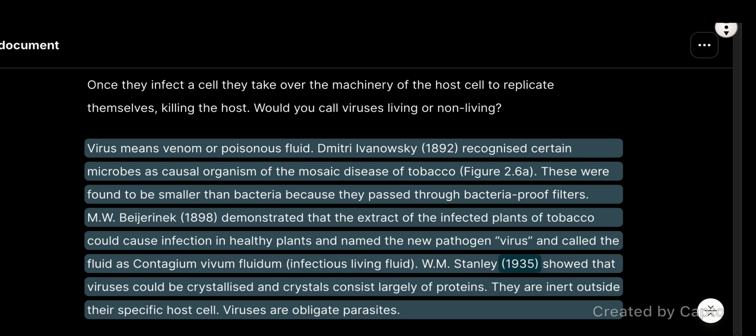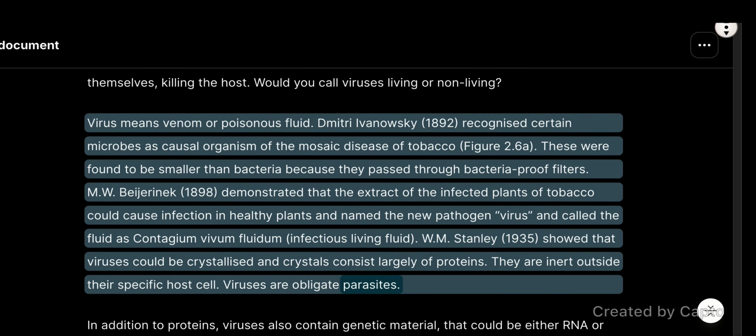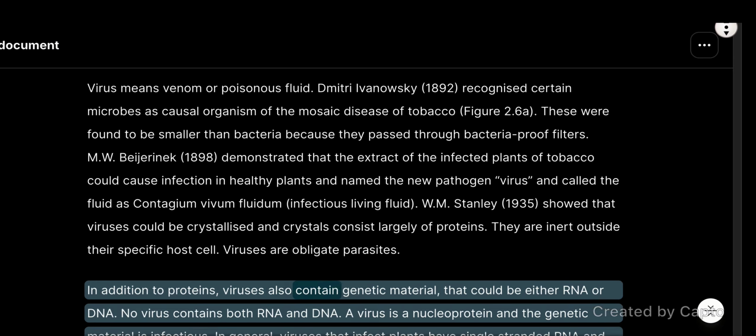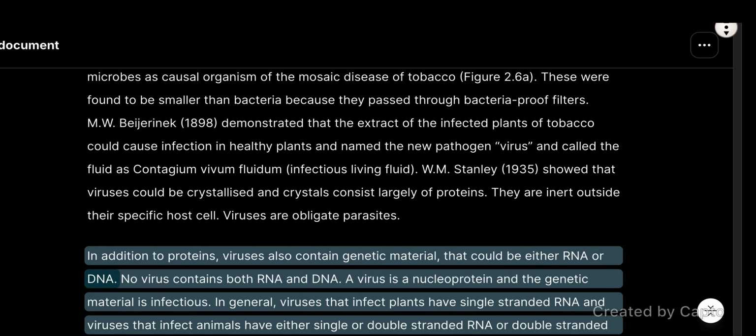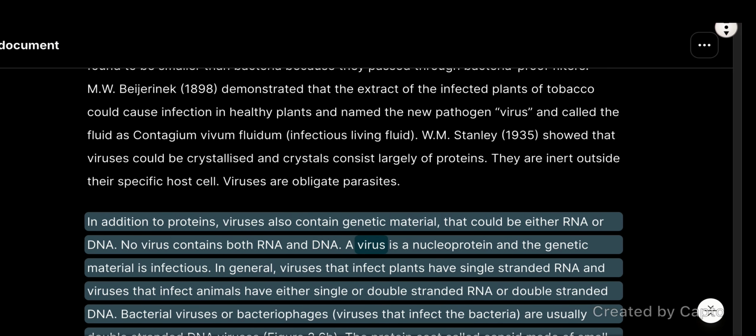W. M. Stanley, 1935, showed that viruses could be crystallized, and the crystals consist largely of proteins. They are inert outside their specific host cell. Viruses are obligate parasites. In addition to proteins, viruses also contain genetic material that could be either RNA or DNA. No virus contains both RNA and DNA.